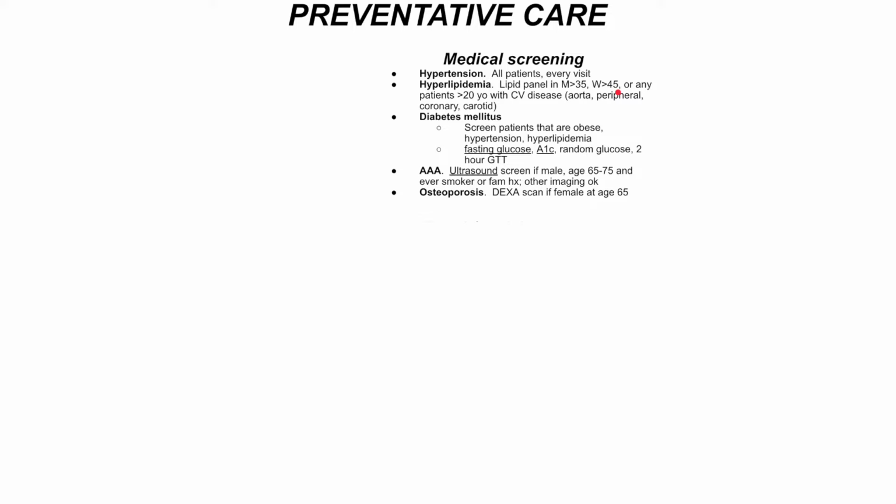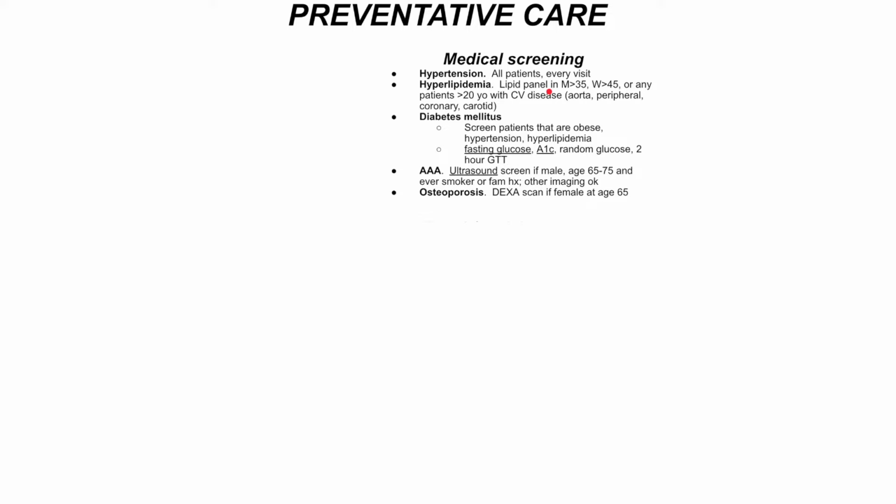Any patient that has cardiovascular disease or cardiovascular risk factors, such as hypertension or diabetes, will get this screen starting at 20 years old, and that includes problems with their aorta, like stenosis, as well as problems with their peripheral vasculature, their coronary vasculature, and their carotids. All those people will get lipid panels. So it's really quite a bit. It's almost all patients get an annual lipid panel.